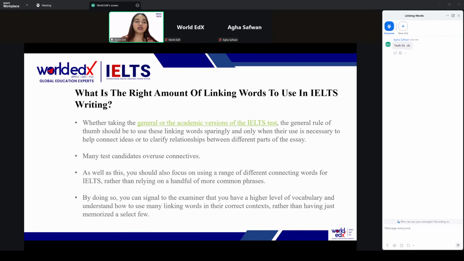Question is, what is the right amount of linking words to be used in the IELTS writing? The answer is that you can use as many as you want. There is no hard and fast rule that only one linker should be used, or you cannot use more than two linkers. It's completely up to you how many linkers you want to use.